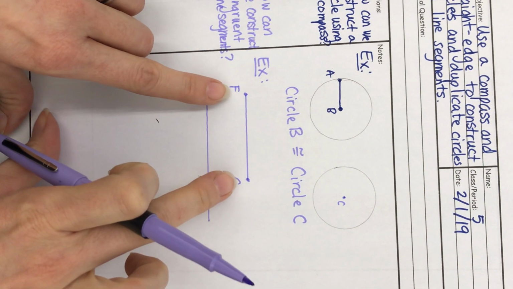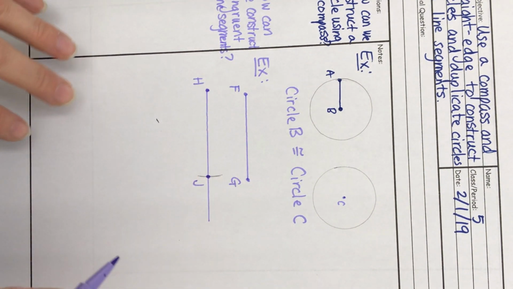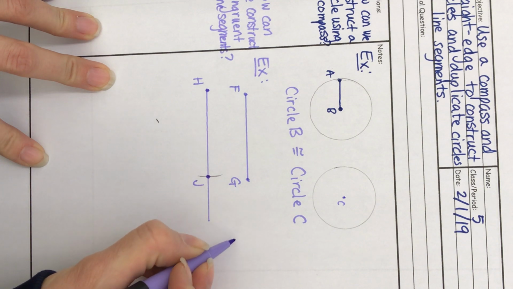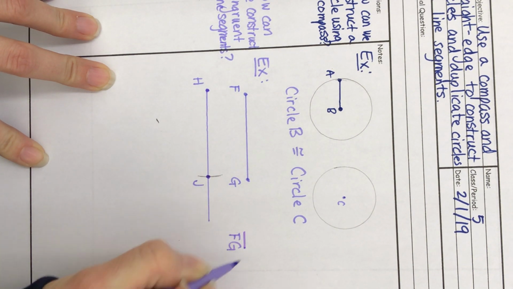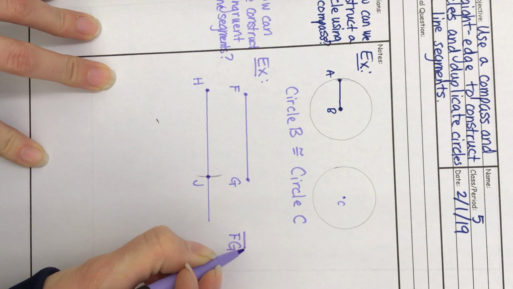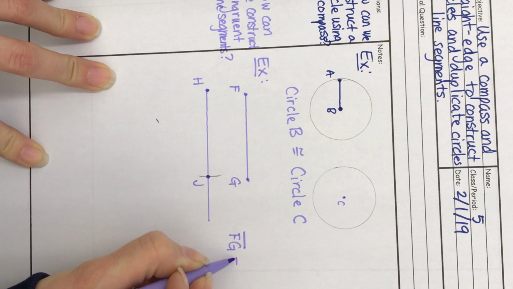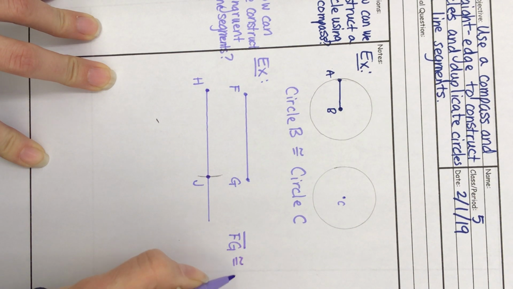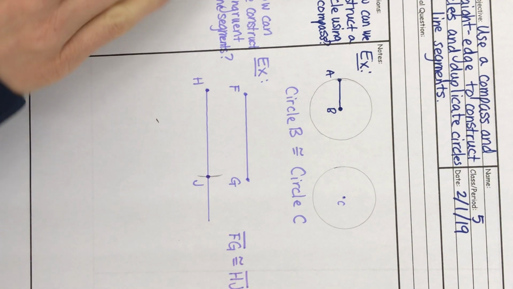So we have measured this using our compass, and we can write a congruent statement now. We can say that line segment FG. Remember, it has the line on top with no arrows because this is a line segment, is congruent to line segment HJ.